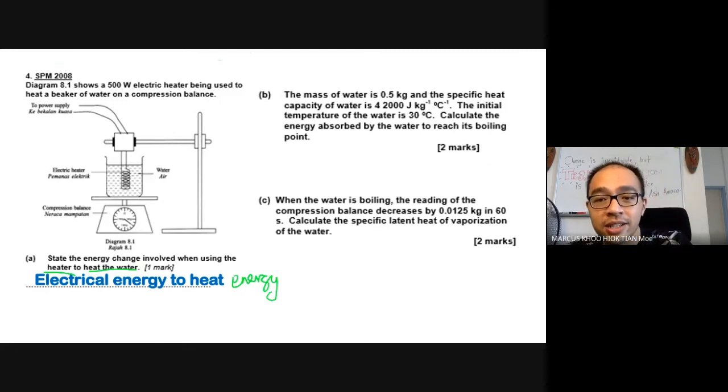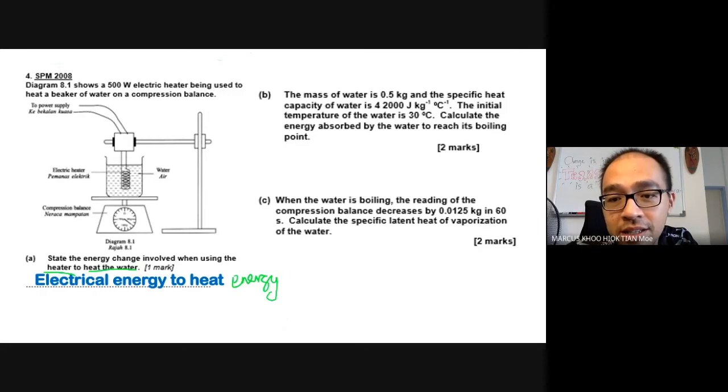Okay, change electrical energy to heat energy. Okay, energy change. Perubahan dari tenaga apa kepada tenaga apa. Tenaga apa kepada tenaga apa.